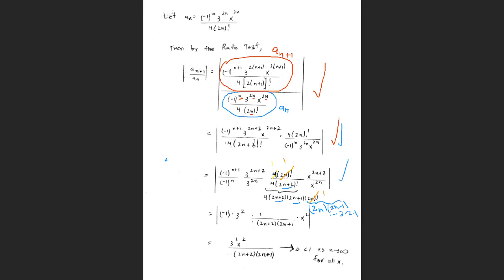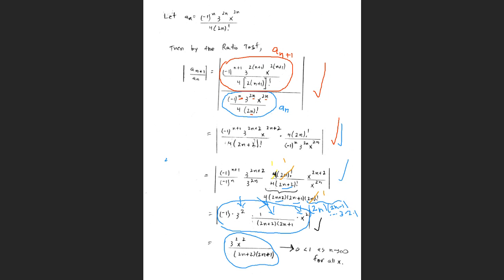The 4's simplify out, and you reduce it and you get here. And this we're going to do the absolute value of this expression. And so the negative goes away, and the 3 squared is positive, the 1 over 2n plus 2 times 2n plus 1 is positive, and x squared is always positive. So we can drop the absolute value signs. This is our common ratio, our limiting common ratio.